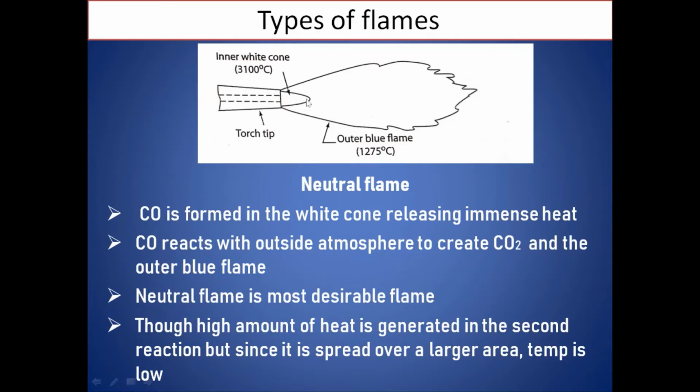Generally, this inner white cone is our required part, which will generate the required heat to melt the metal. And this is the most desirable type of flame. Generally, if there are no disadvantages regarding the metals to be joined or any special metals to be joined, this flame is normally used. The inner white cone is formed because of the formation of carbon monoxide, and the second reaction, which creates carbon dioxide, forms this region. This is of blue color, with a temperature of around 1200 degrees centigrade.